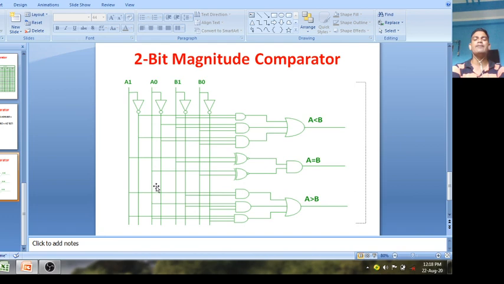For a 4-bit magnitude comparator, there will be 4 bits of A: A3, A2, A1, A0, and for B: B3, B2, B1, B0, and outputs A greater than B, A less than B, or A equal to B. Okay, this is all about your magnitude comparator.